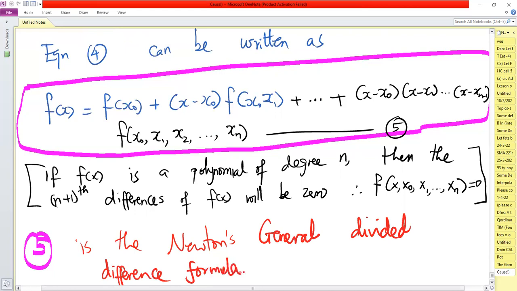So in the next session, we demonstrate how to apply the formula 5.